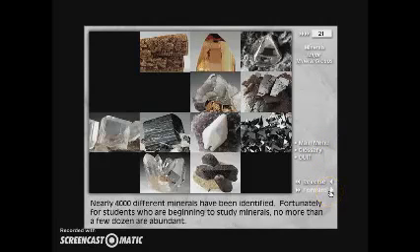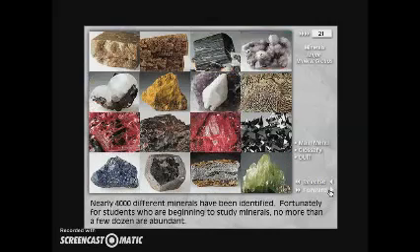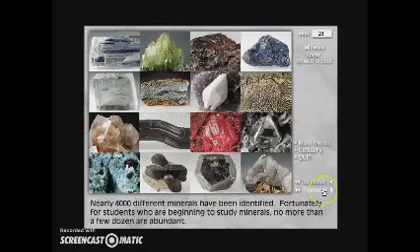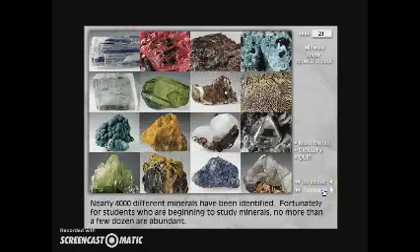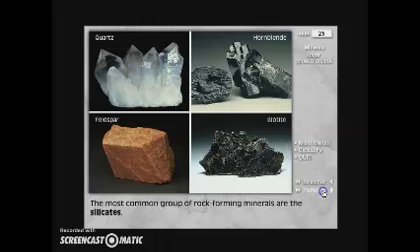Nearly 4,000 different minerals have been identified. Fortunately, for students who are beginning to study minerals, no more than a few dozen are abundant. Collectively, these few make up most of the rocks of Earth's crust, and as such are classified as rock-forming minerals. The most common group of rock-forming minerals are the silicates.